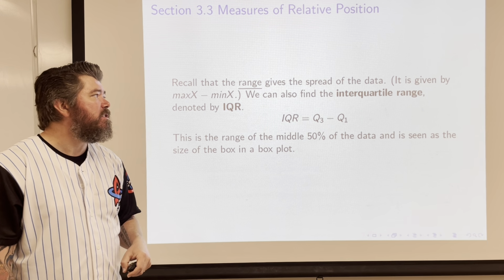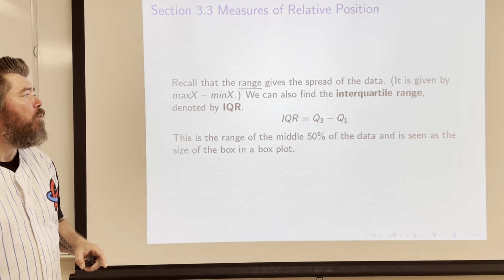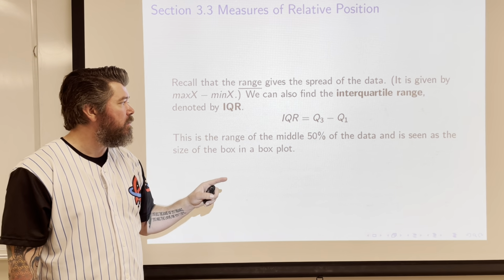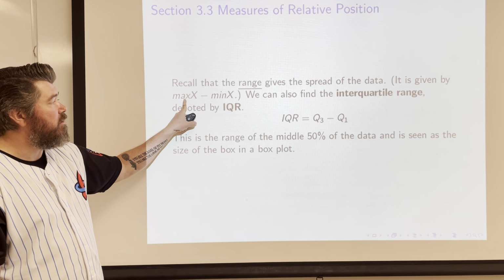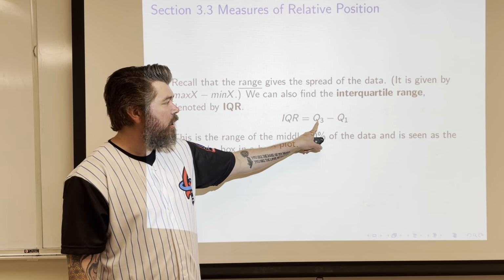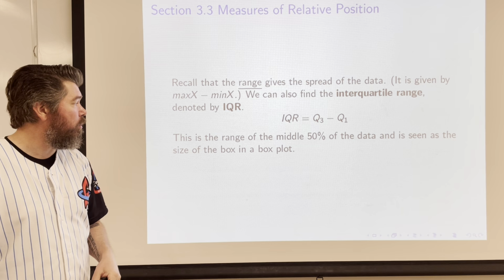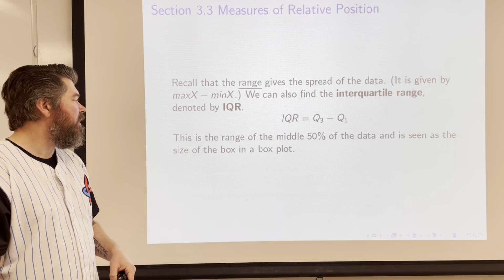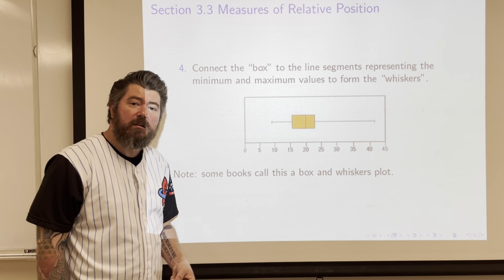Recall that the range gives the spread of the data. It is given by the maximum value minus the minimum value. We can also find the interquartile range, denoted by IQR. It's very similar to the range: I take the largest minus the smallest, but now I'm dealing with my quartiles, so I take my largest quartile minus my smallest quartile. This is what we call the interquartile range. This is the range of the middle 50% of data, and is seen as the size of the box. So the interquartile range is actually the size of this box in our box plot.